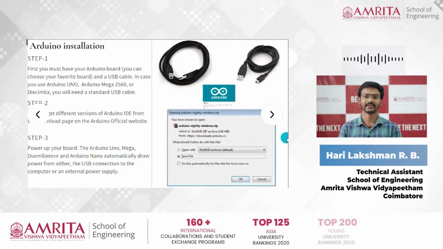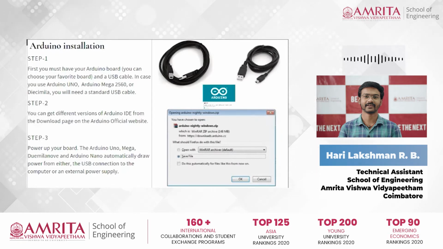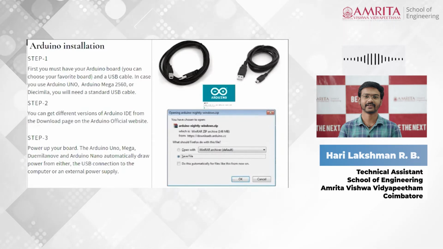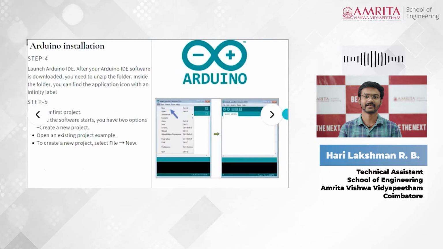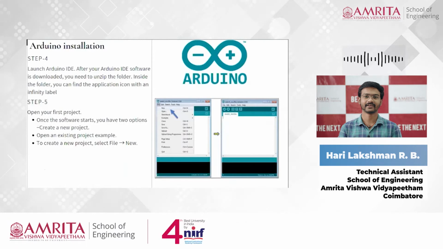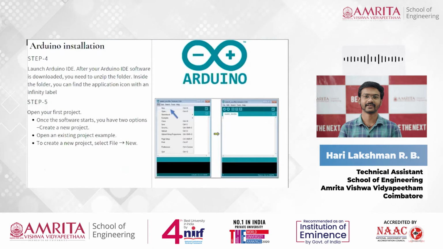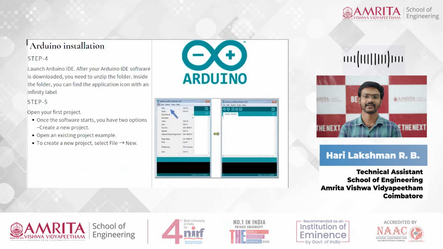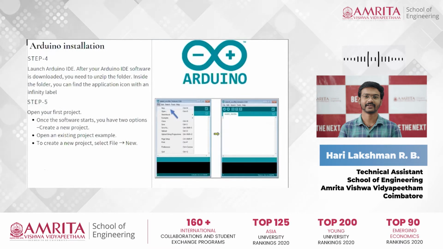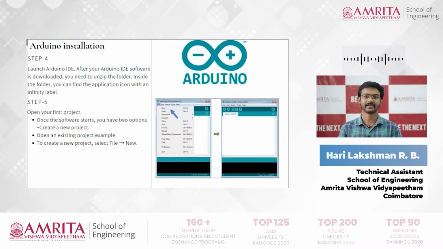And the third step would be powering up your Arduino. The USB connection from your computer is enough for powering up your Arduino Uno. Connect the Arduino board to your computer using the USB cable so that the green power LED glows on your Arduino board. Once you have connected the board to your system, there will be a green LED glowing on your Uno board, and that would be an indication that the Uno is properly connected.